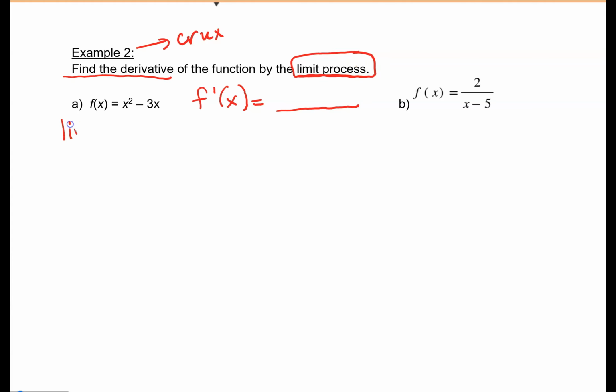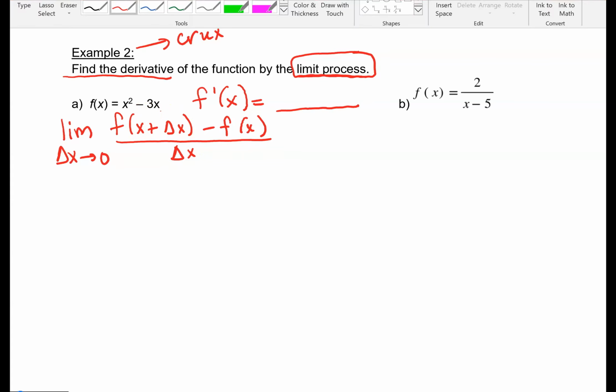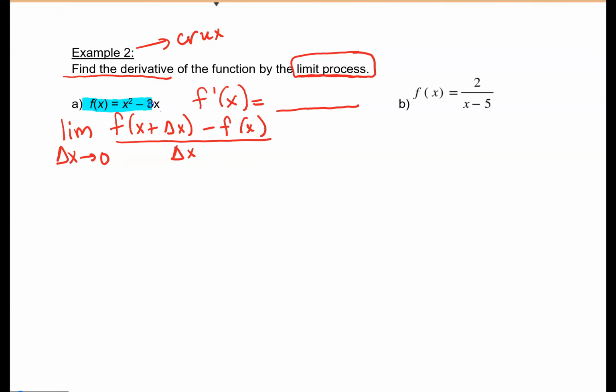Okay, so what we do is we begin by reviewing or remembering what the limit definition looks like. So this is the limit definition. And what I need to do is get an expression for f of x plus delta x. See, f of x we already know is right here, and that part will get plugged into my limit equation for f of x. So I'm going to plug x squared minus 3x into this equation where f of x is. But what I don't know yet, or I haven't yet evaluated, is what f of x plus delta x will look like.